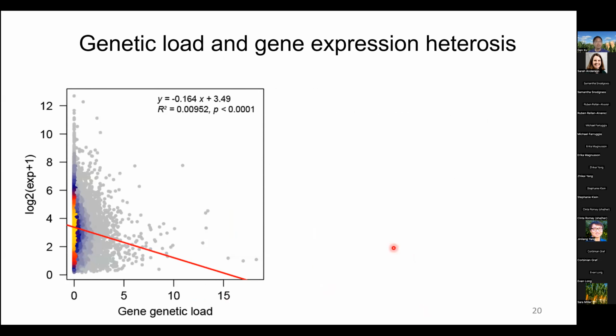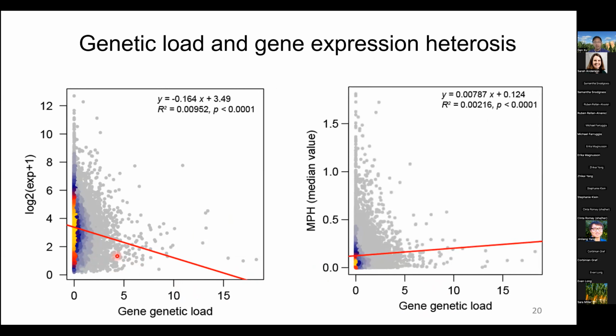And once we have the genetic load information of each gene, we did a correlation between gene genetic load and their gene expression level, and we found the gene genetic load is negatively correlated with the gene expression level. And in addition, we found the gene genetic load is positively correlated with the gene expression middle parent heterosis. I think this is consistent with the first model for heterosis.